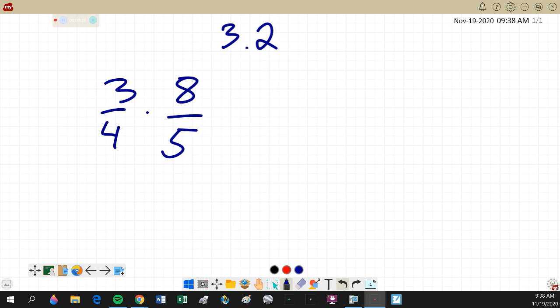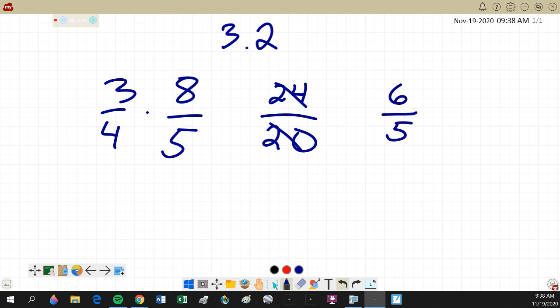So 3 times 8 is 24. 4 times 5 is 20. Now, does that simplify? What can I take out? I can take out a 4. 24 divided by 4 is 6. 20 divided by 4 is 5. Now, did I need to do that at the end?